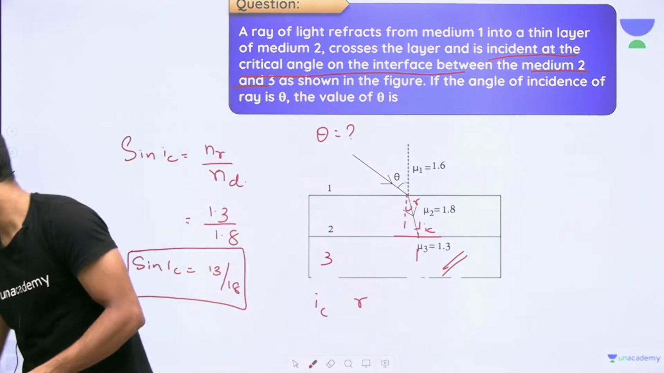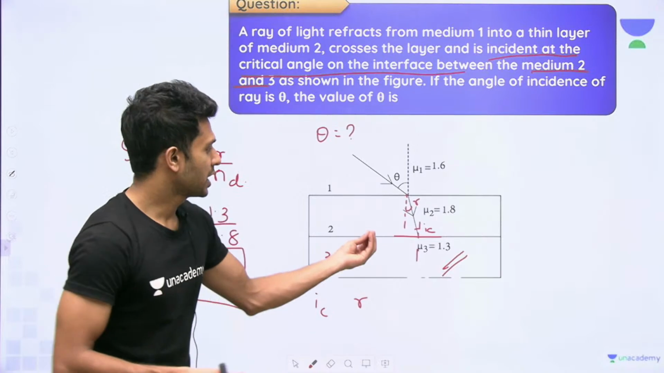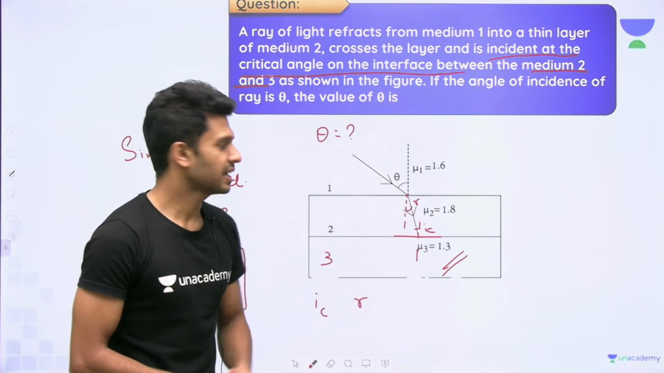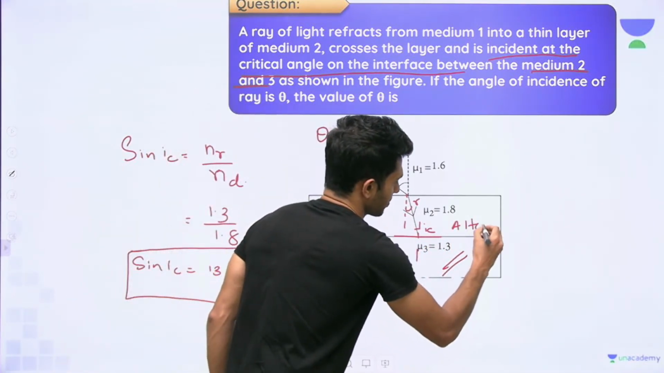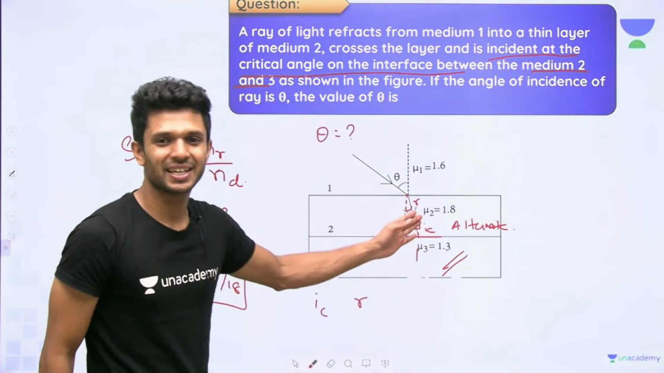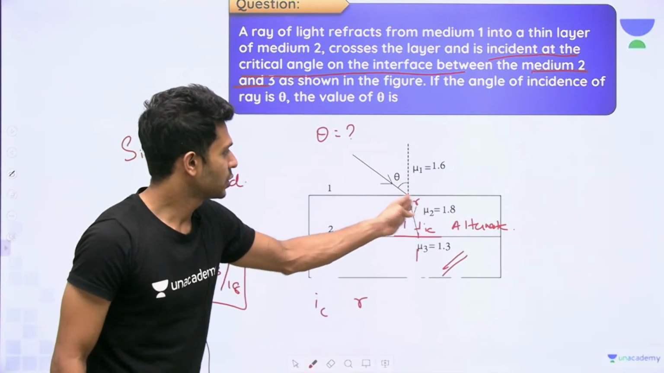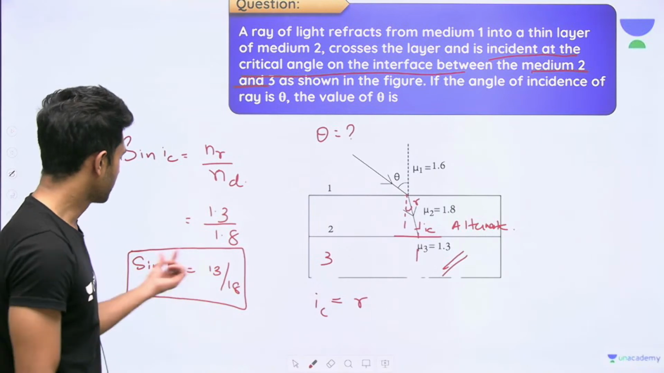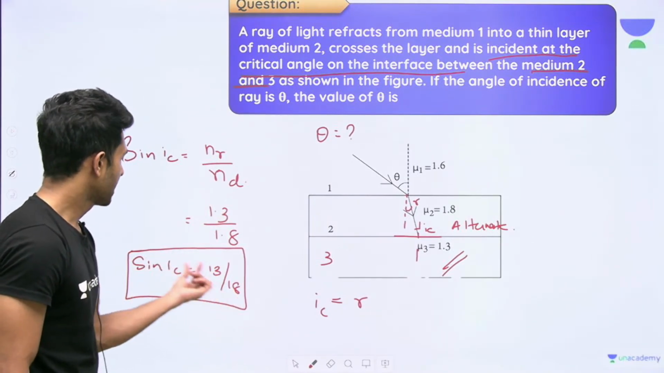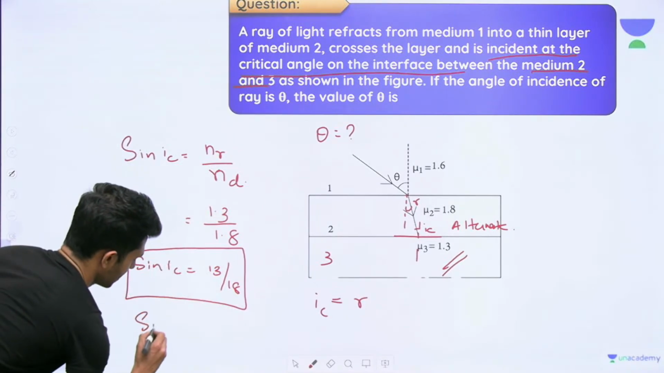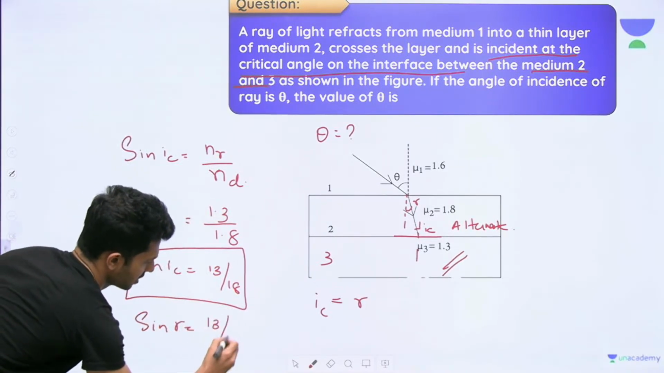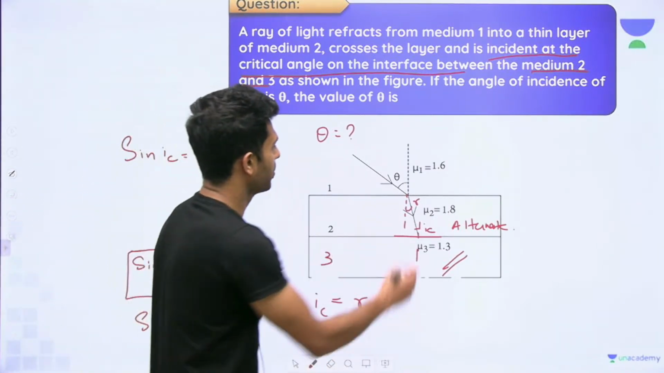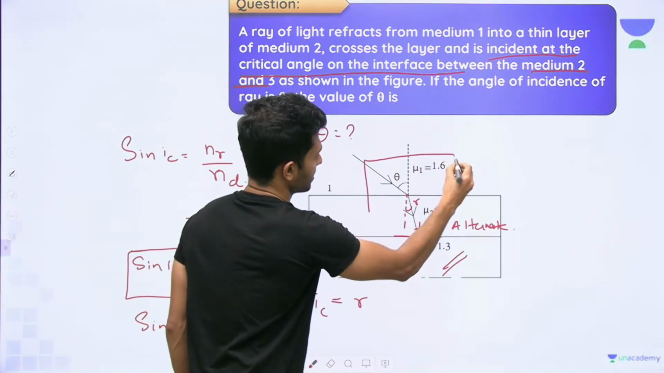You just have to use a little trigonometry and a little geometry. This is IC, this is R. What is the relationship between these angles? These are alternate angles. Alternate angles are equal. That means IC is equal to R. If sin IC is equal to 13/18, as IC is equal to R, what can I write? Sin of R is equal to 13/18. Done. Now you can apply Snell's law at this junction.